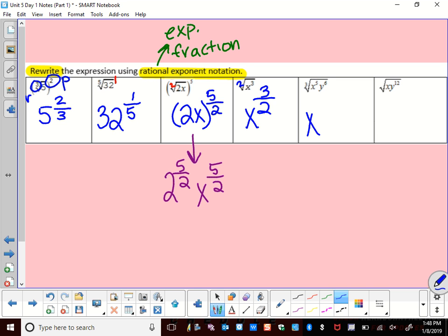My variable is x. Eric, what's my power? 5. My power is 5, and what's my root? 3. Good. And what about y? What's my power? 6. And my root? 3. Good.